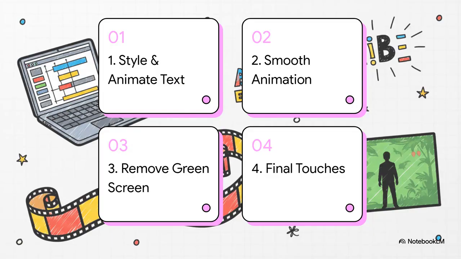So here's our game plan. First, we'll get into styling and animating text. Then, we're going to make that animation incredibly smooth. After that, we'll dive into removing a green screen. And finally, we'll add those crucial finishing touches that bring the whole shot together.